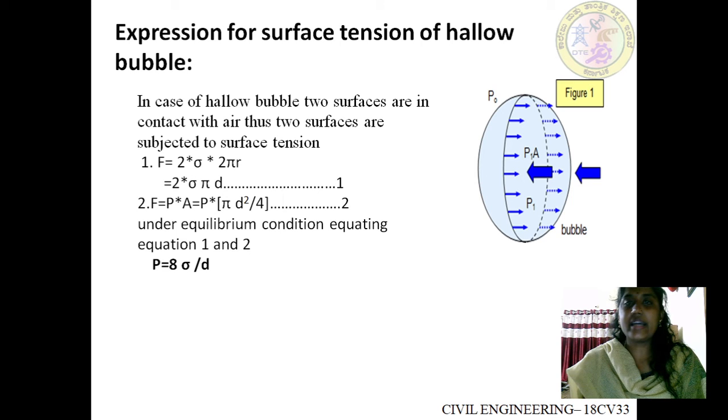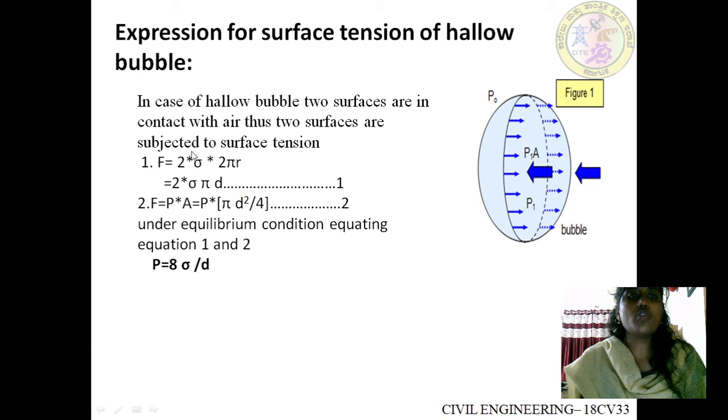The second case is expression for surface tension of hollow bubble. See, in case of hollow bubble, we can see the two surfaces are in contact with air. So one is the outer surface of the bubble and another one is the inner surface of the bubble. Since it is a hollow bubble, the two surfaces are in contact with air.